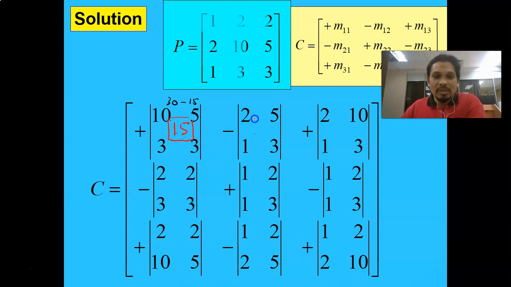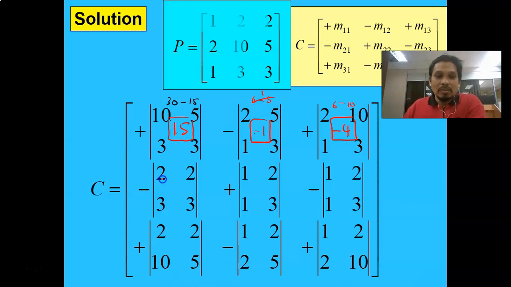Okay, what about this one here now? 2 times 3 equal to 6. 5 times 1 equal to 5. 6 minus 5 equal to 1. And don't forget we got -1 here. So it is -1. Then 2 times 3 equal to 6 minus 10 times 1 equal to 10. So 6 minus 10, -4.